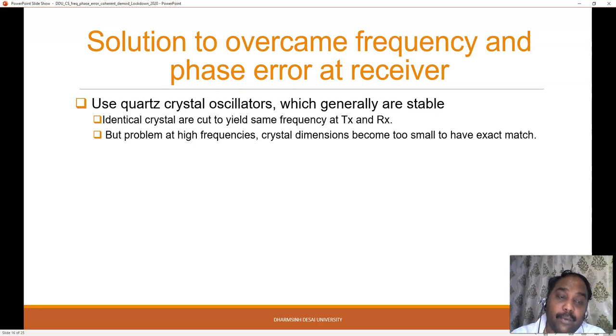But the problem is at high frequency. If at very high frequency you want identical crystals, the crystal dimensions are too small, so it's very difficult to have a match at the transmitter and the receiver. There may be small variations, there is a possibility.